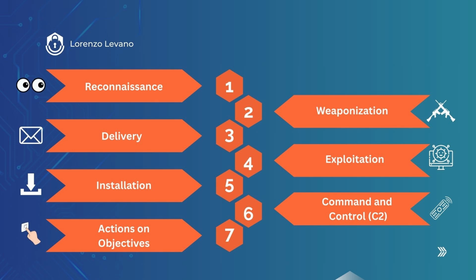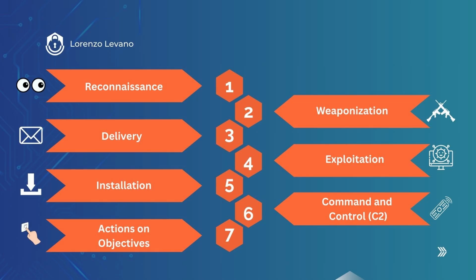attacker's journey. So, the first step is reconnaissance, which is gathering information about the target. Then we have weaponization, which is about crafting a malicious payload. Then we have delivery. In the delivery phase, we transmit the payload to the victim. In number 4, we have exploitation, in which we execute the malicious code on the target. Then we have installation, in which we establish persistence on the system.